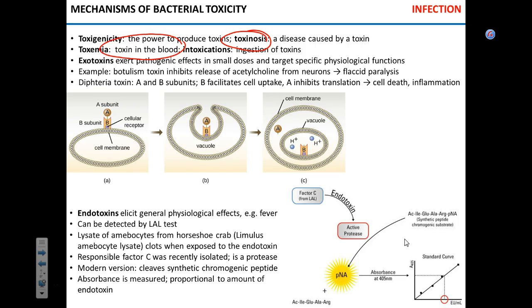Okay? Intoxication. Ingestion of toxin. For example, if someone has Clostridium botulinum infection, that is a wound infection, it will lead to toxemia because toxin will be released in the bloodstream. Does that make sense? Somebody will eat meat contaminated with Clostridium botulinum. That's going to be intoxication. You see the difference?